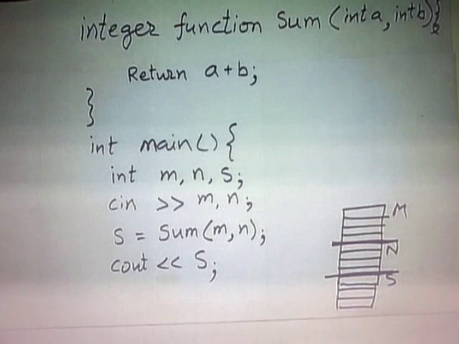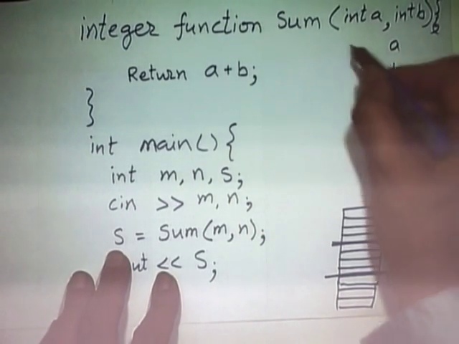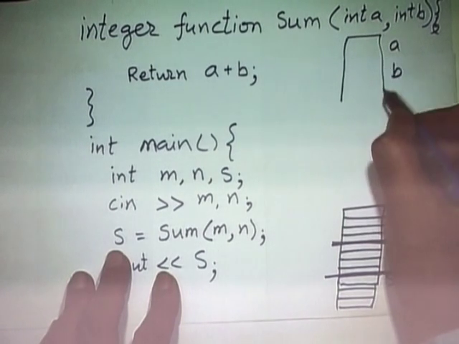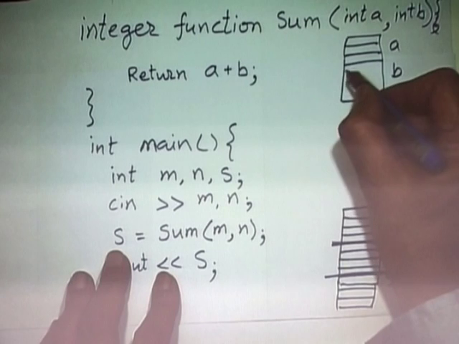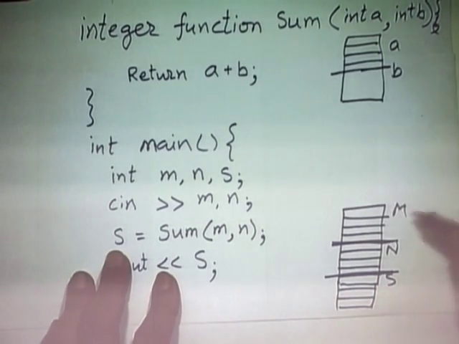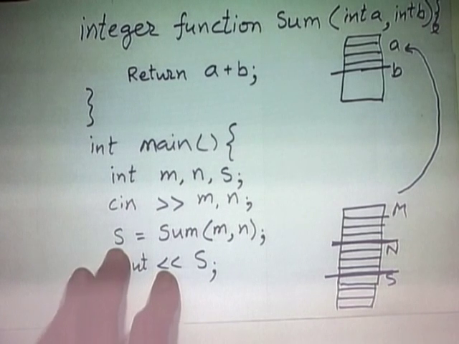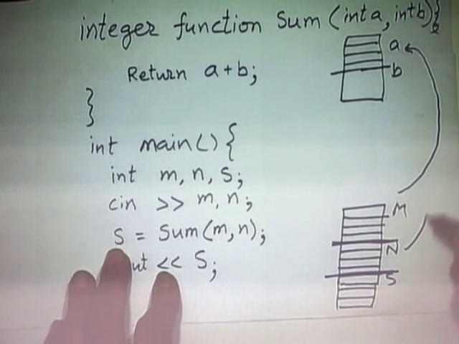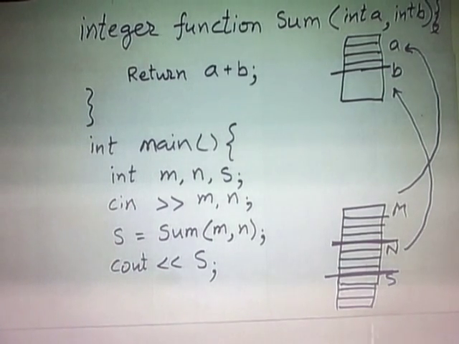This is my memory allocation for the main program. Imagine as if in the function I have a similar allocation for A and B. So effectively what is happening is this value of M is transferred to the value of A. This value of N is transferred to the value of B. And the computations happen on these two values.